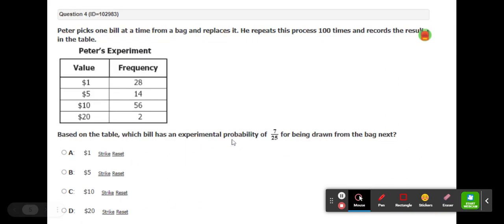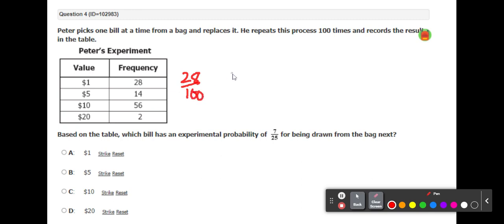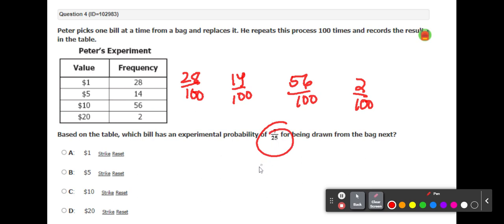Okay, what's number 4? Peter picks one bill at a time from a bag and replaces it. He repeats this process 100 times and records the results. So he got a $1 28 times out of 100. He got a $5 14 times out of 100. And then a 56 times out of 100 and 2 out of 100. So we want to know which one of those probabilities simplifies to 7 over 25.